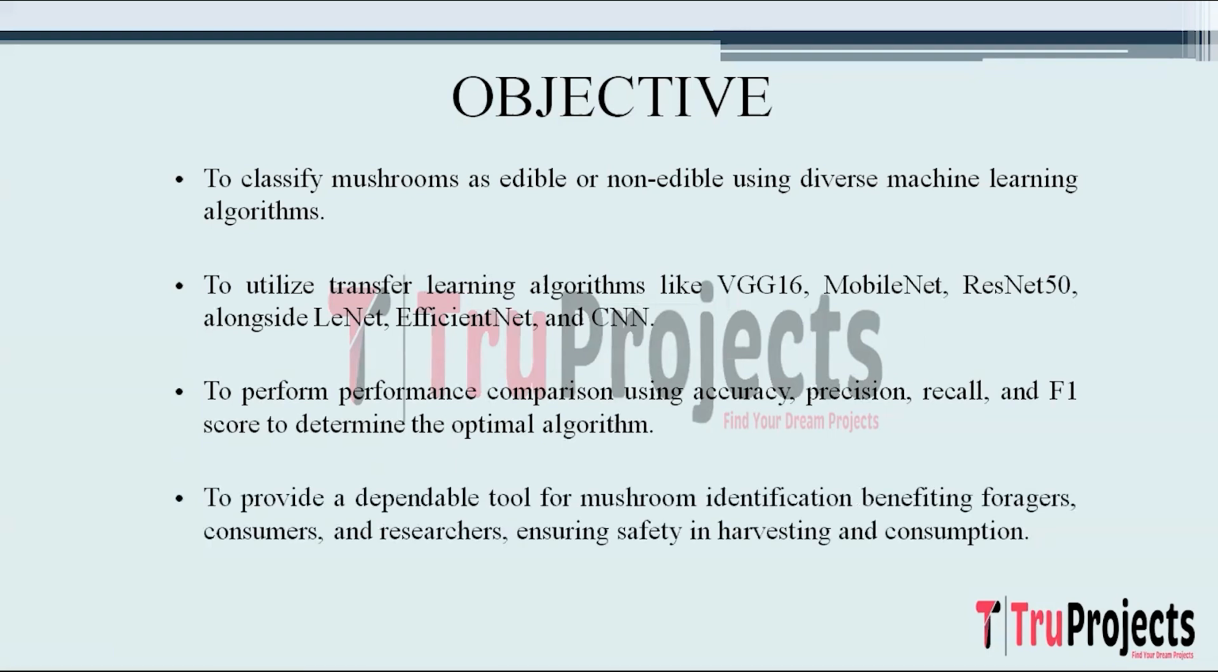And the beneficiaries of this project include foragers, consumers, and researchers involved in mushroom related activities. Foragers and consumers will benefit from having a reliable tool for quickly identifying edible and non-edible mushrooms, thereby reducing the risk of accidental ingestion of toxic species. Researchers can also utilize the developed classification system for further studies on mushroom biodiversity, ecology, and conservation. Overall, the project aims to enhance the safety and accessibility of mushroom foraging and consumption for a wide range of stakeholders.